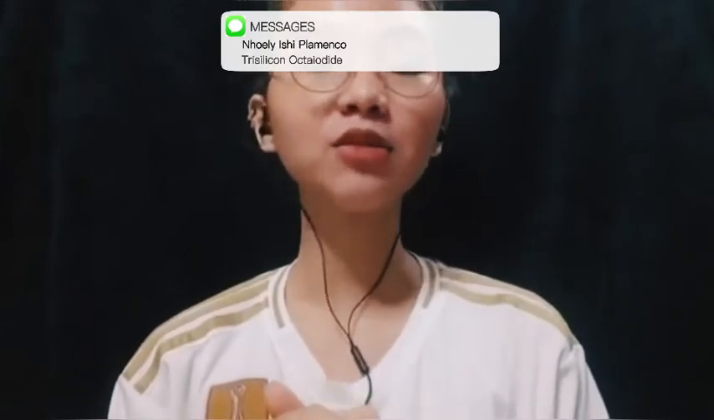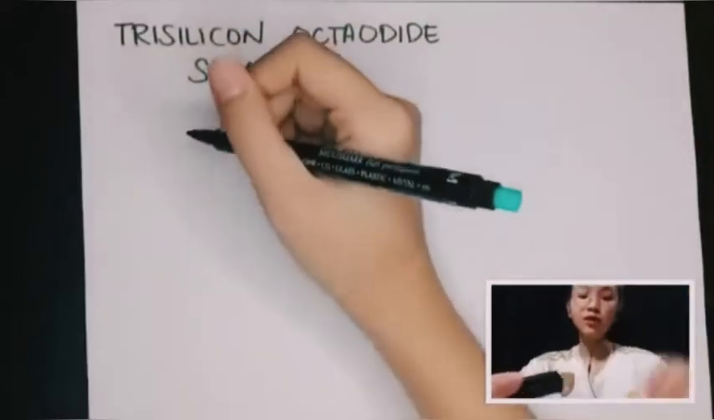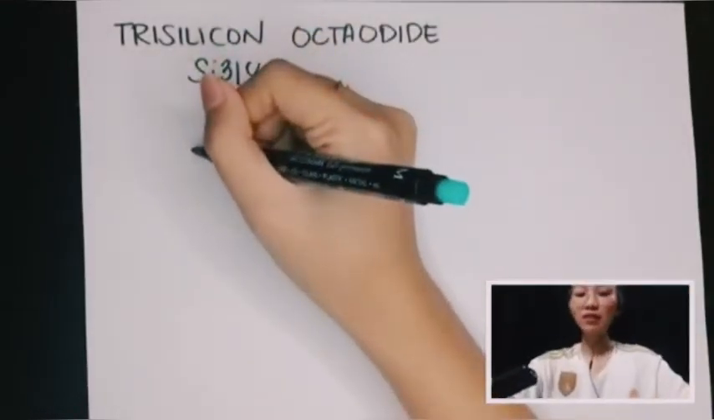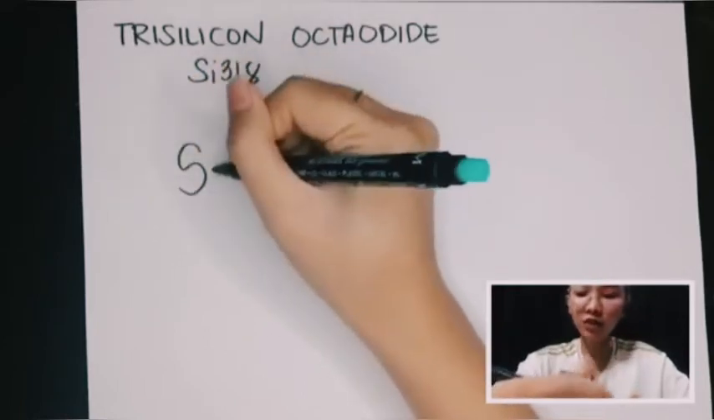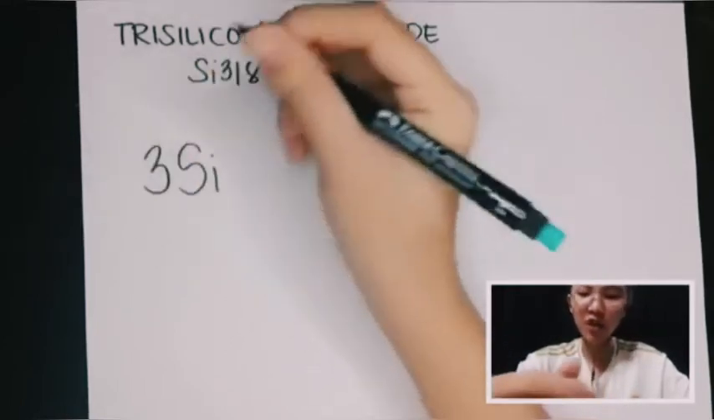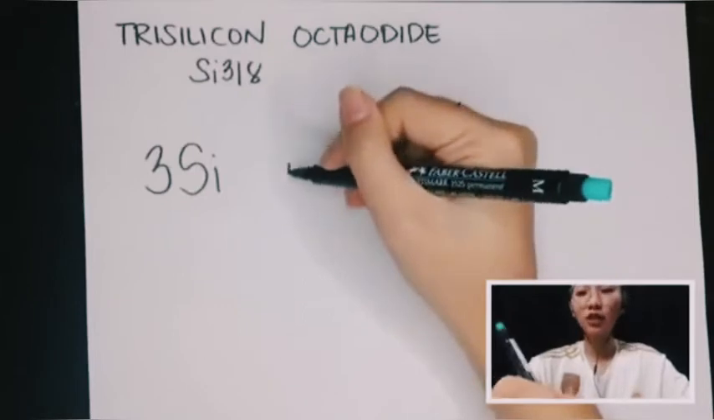Good day everyone! I am here to show you a simple tutorial on how we name a binary covalent compound with 3 basic steps. Let's get started. So first, we have to determine its name and its formula. The element of sulfur has a total of 3 atoms, while the iodine has a total of 8.